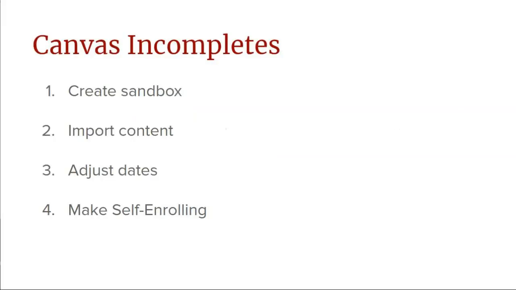To summarize, we created a Sandbox course, copied your content, adjusted the dates, and then made the course self-enrolling so that you could email the link out to your students. When the student has submitted all of the content and you've entered their final grades in Pause, you can conclude this course by clicking on Conclude Course in that course's settings, which will remove it from your dashboard.